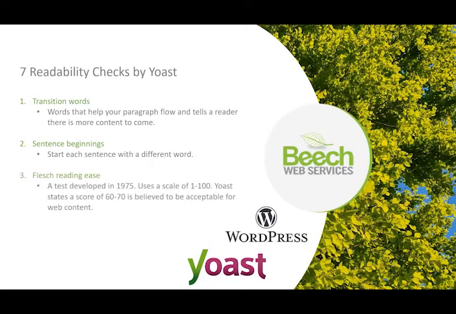Flesch reading ease. This is a readability test developed in 1975, used to determine how easy the content is to read. It works on a scale of 1 to 100, 1 being the lowest and 100 being the highest. The lower the score, the more difficult the content is to read. To get the highest score, your content would need to have short sentences and contain no words that had more than 2 syllables.